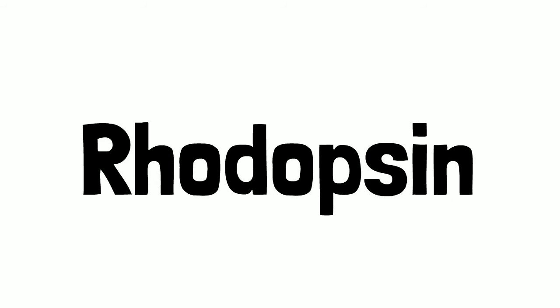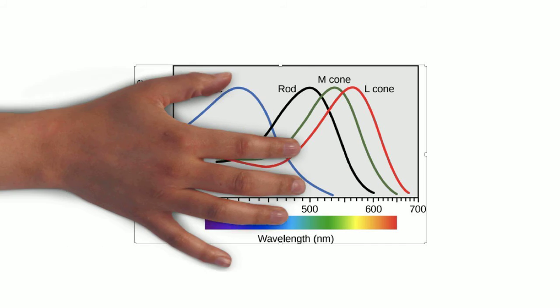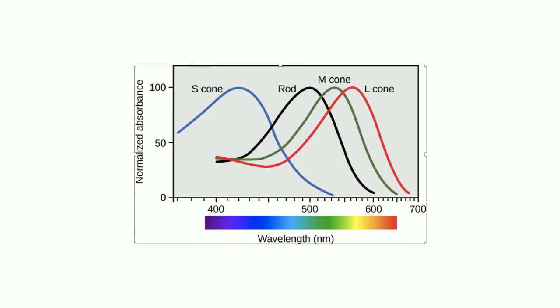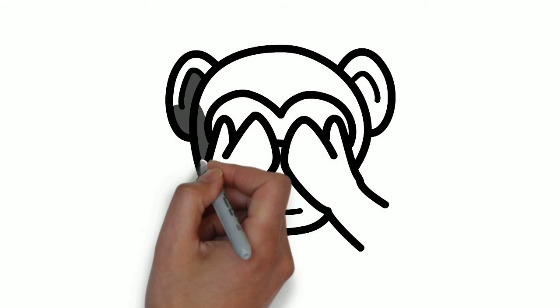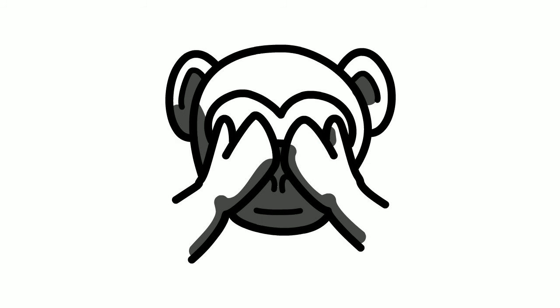For cones, there are the long wave, which allows us to see the color red, medium wave, allowing us to see the color green, and shortwave photopigments, allowing us to see the color blue. When all of these photopigments work together, our eyes can pick up all sorts of different shades of colors. When cones aren't working correctly, the outcome can be partial or complete color blindness.